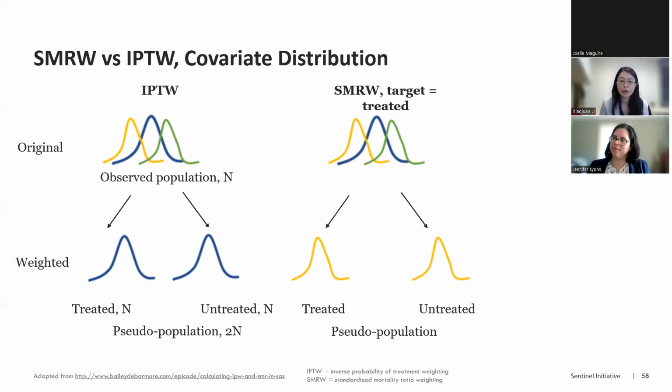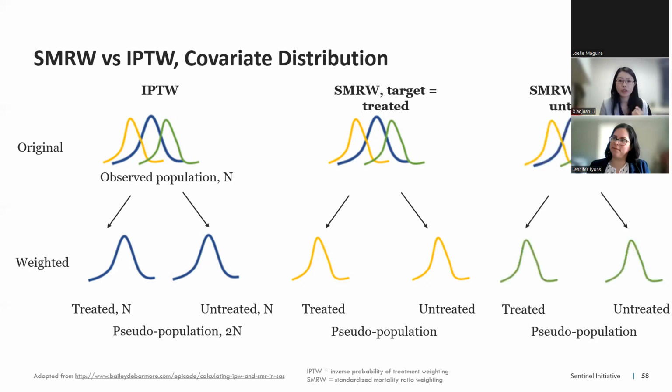The yellow curve here. And if we switch the target population to the untreated, these covariate distributions will be similar to the covariate distribution in the untreated group, the green curve here.